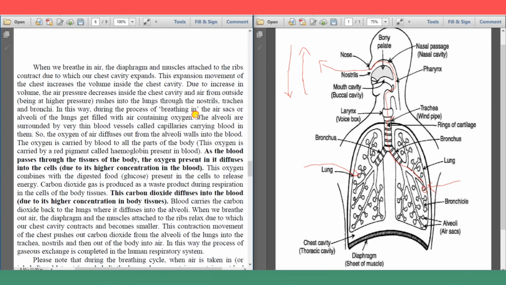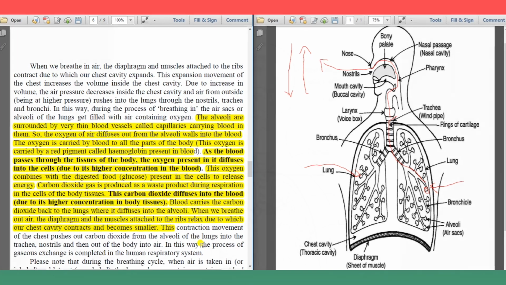You can see here it is written the alveoli are surrounded by very thin blood vessels called capillaries. When oxygen of air diffuses out from the alveoli walls into the blood, this oxygen is carried by the blood to all the parts of our body, and as the blood passes through the tissues of the body, that means each and every cell of the body, this oxygen combines with the digested food, breaks down the food and releases energy. That completes the respiration process, and as a waste product carbon dioxide is produced. Then carbon dioxide diffuses into the blood again, this blood carries the carbon dioxide into the alveoli, and from there we breathe it out, which completes the respiration process.